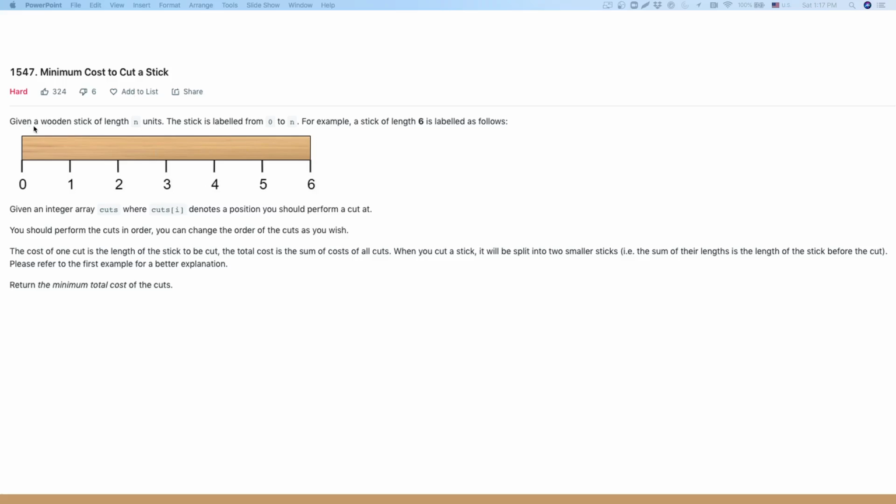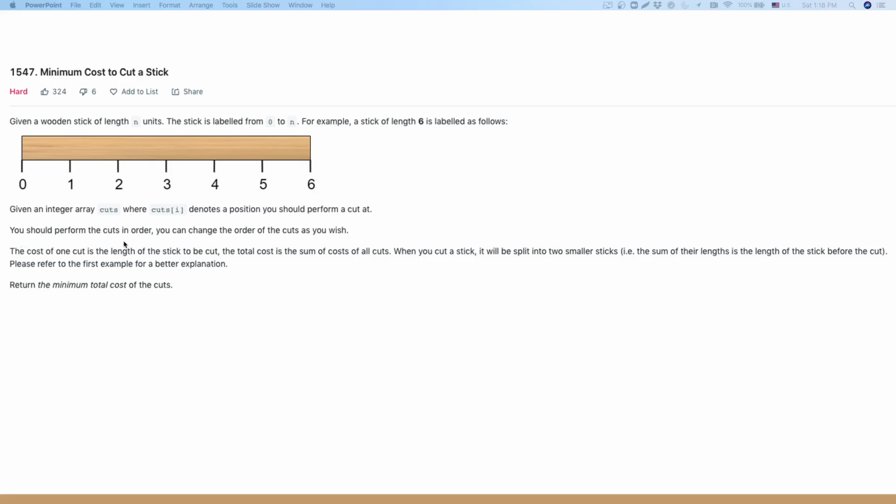Let's read the question just in case you never read it. Given a wooden stick of length n units, the stick is labeled from 0 to n. For example, a stick of length 6 is labeled as follows: 0, 1, 2, 3, 4, 5, 6. And given an integer array cuts, where cuts[i] denotes a position where you perform a cut. We will see the cut in the next slide.